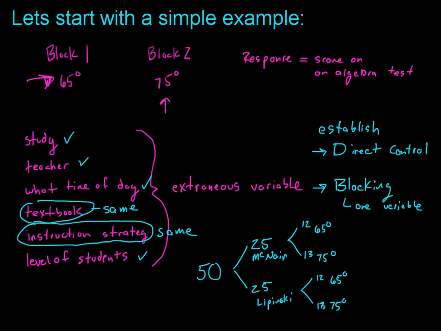Okay, so blocking is one way that we can control for one extraneous variable at a time. Unfortunately, you cannot block for more than one. So that's one way we can take care of it. Now we could take care of the teacher. What about these other variables we talked about, like studying, what time of day, or level of students? How we could take care of that is by simply using randomization.